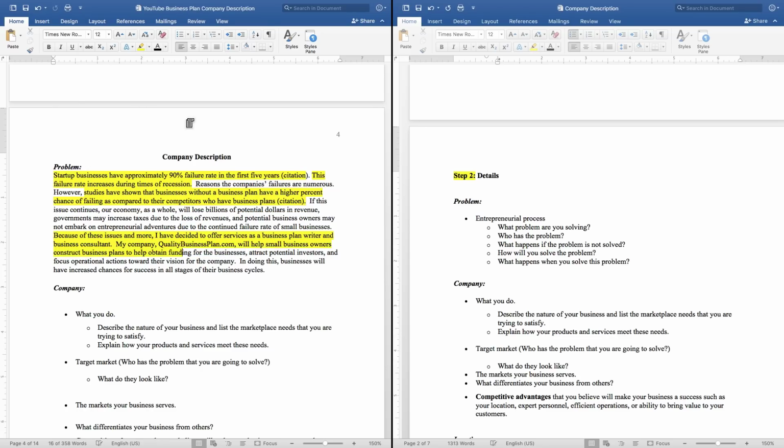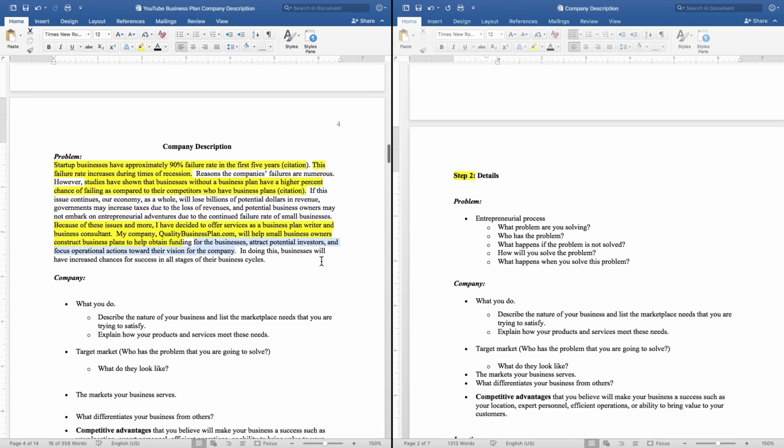Services are right here. My company, Quality Business, will help small business owners construct business plans to help obtain funding, attract potential investors, and focus on operational actions. So here are the benefits of my company. And finally, in doing this, businesses will have increased chances for success in all stages of their businesses. This section focuses on how you will solve the problem, and this final section is what happens when the problem is solved.